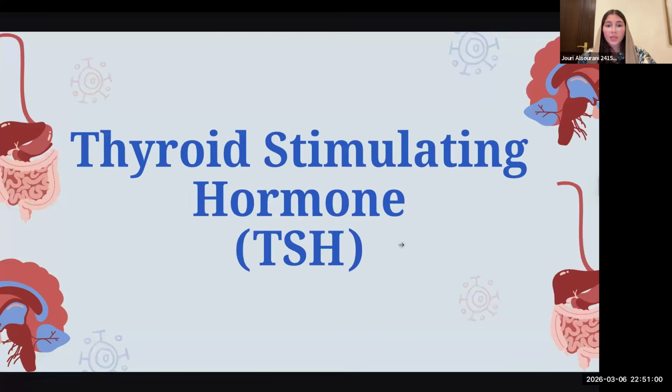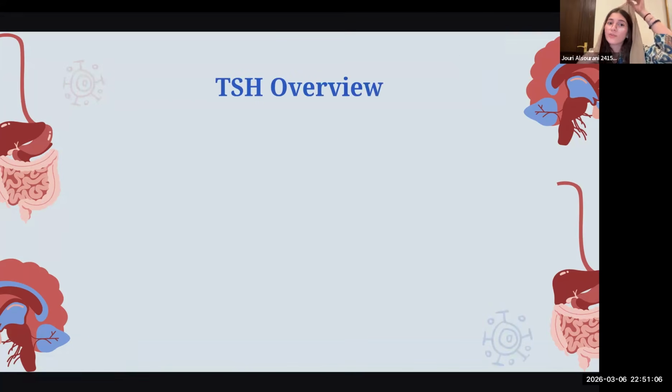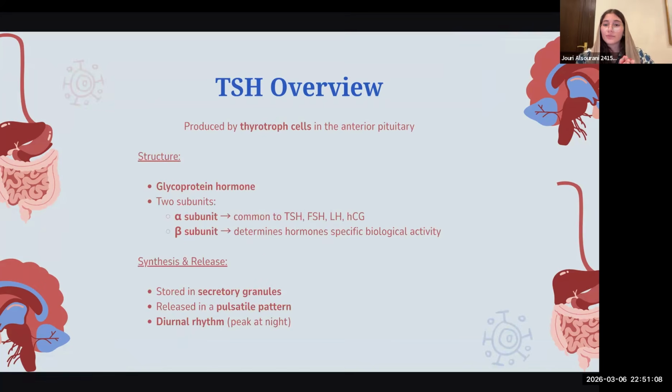Okay. Now we're going to move on to thyroid stimulating hormone, or TSH. As a quick overview, TSH is going to be produced by the thyrotroph cells in the anterior pituitary, okay? Thyrotroph. Here, unlike the others, it's not just a peptide, it's a glycoprotein hormone, and it has two subunits, okay? We have an alpha subunit and a beta subunit.